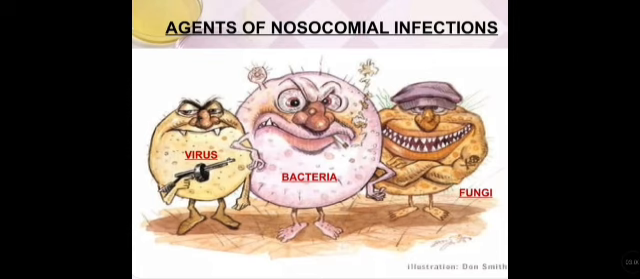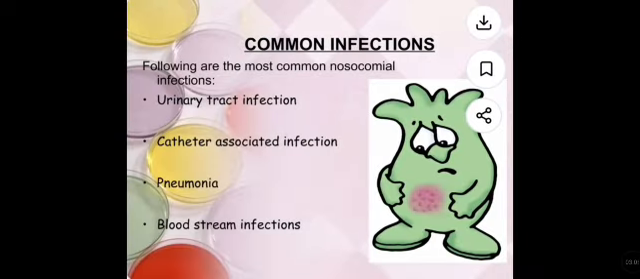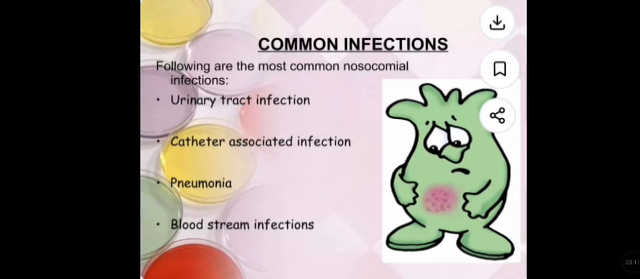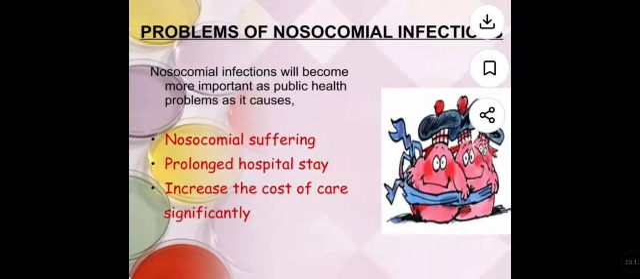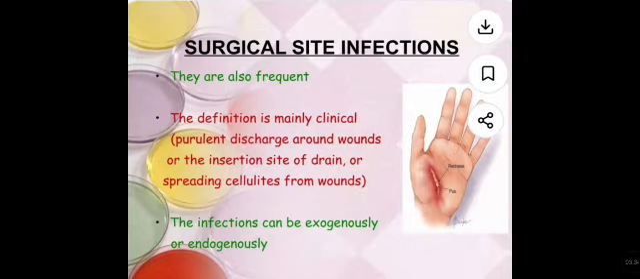Agents of nosocomial infections: virus, bacteria, fungi. Common infections. The following are the most common nosocomial infections: urinary tract infection, catheter associated infection, pneumonia, bloodstream infection. Problem of nosocomial infection. Nosocomial infection is becoming more important as a public health problem as it causes suffering, prolonged hospital stay, and significantly increases the cost of care.